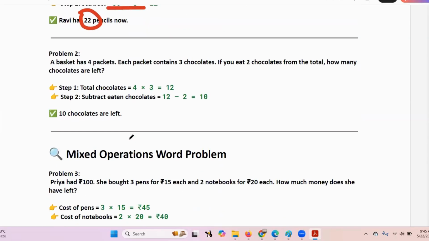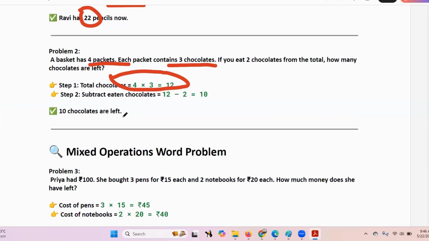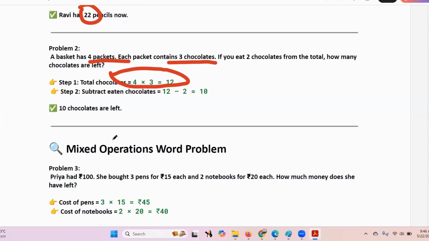Second problem. A basket has 4 packets. Each packet contains 3 chocolates. If you eat 2 chocolates from the total, how many chocolates are left? First we multiply, that is 12, and then we subtract 2 chocolates. So, sir, the answer is 10, because we eat 2 chocolates from the basket.